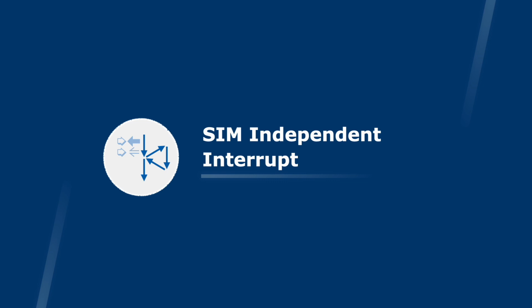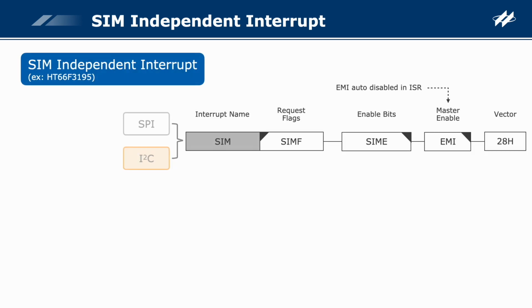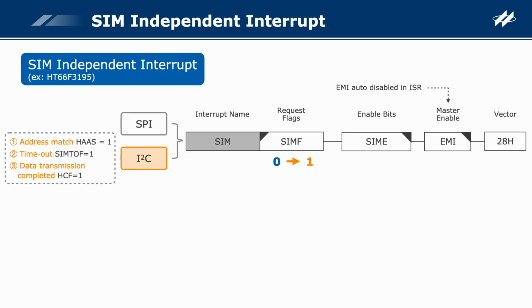SIM-independent interrupt. As the serial interface module of the HT66F3195 has integrated the SPI and I²C interfaces, this means that the serial interface module interrupt, or known as the SIM-independent interrupt, is triggered by the SPI or I²C interface. Each time the I²C interface transmission is completed, an interrupt request will be generated, then the SIMF interrupt request flag will also be set to 1.